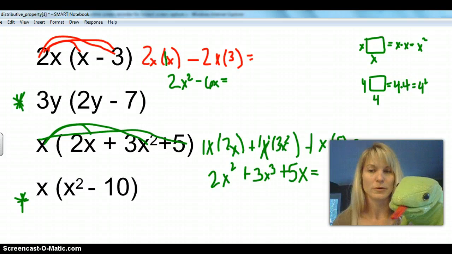Know the distributive property. Know x times x is x squared.